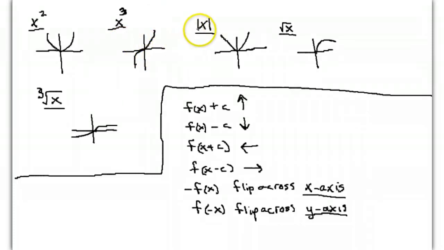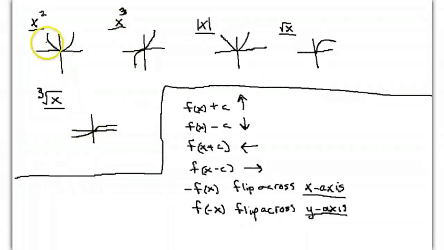The picture of absolute value of x looks like a V shape, and then the picture of the square root of x looks like it just starts here and goes to the right. And then this is the picture of the cube root of x. It almost looks like the same picture of x cubed. It looks like it just been turned sideways.